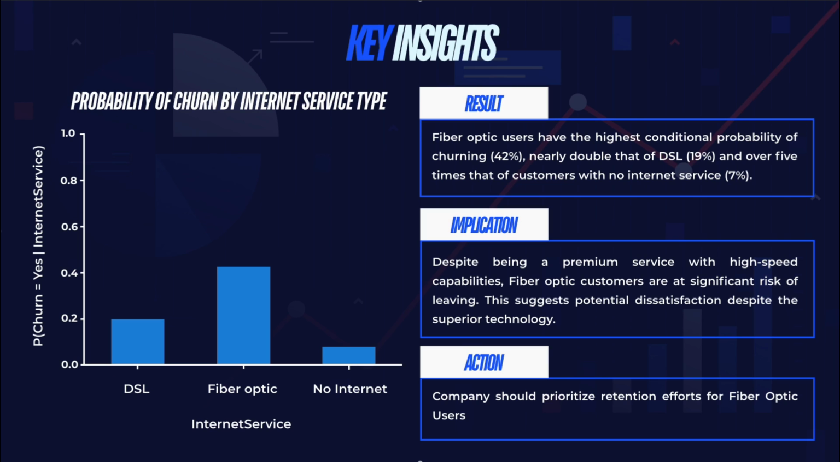And what should the telecom company do? First of all, they need to prioritize the retention effort for fiber optic users. But I'm not going to discuss that yet in this video, because in this video we're primarily focusing on using the conditional probability to calculate the probability of churn, the churn rate, right?